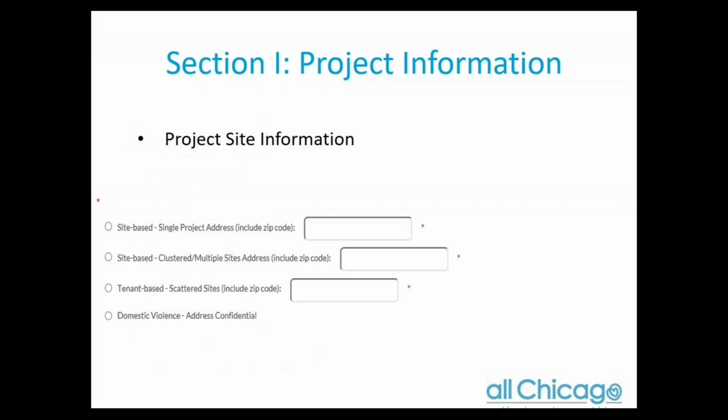On your screen, you'll see that we're asking about the address for this specific program. Now, for many of you, you will be serving tenant-based scattered site. So we do ask that you list an actual address. So if you happen to work with a landlord and many of your clients are in that landlord's building, you can indicate that address.